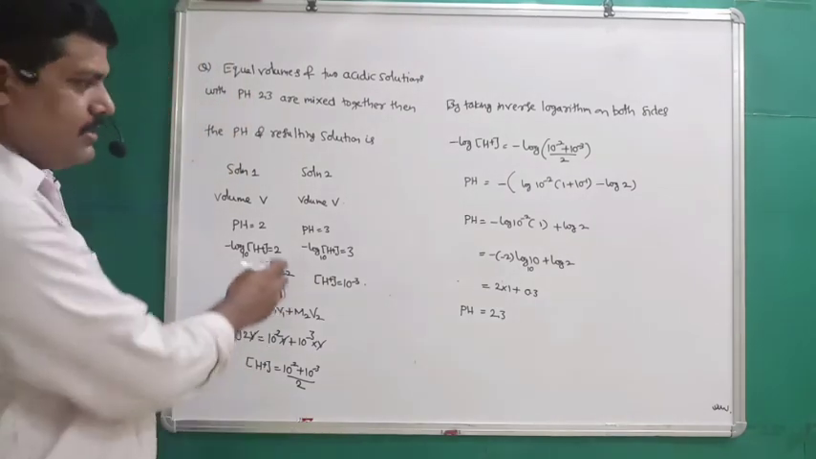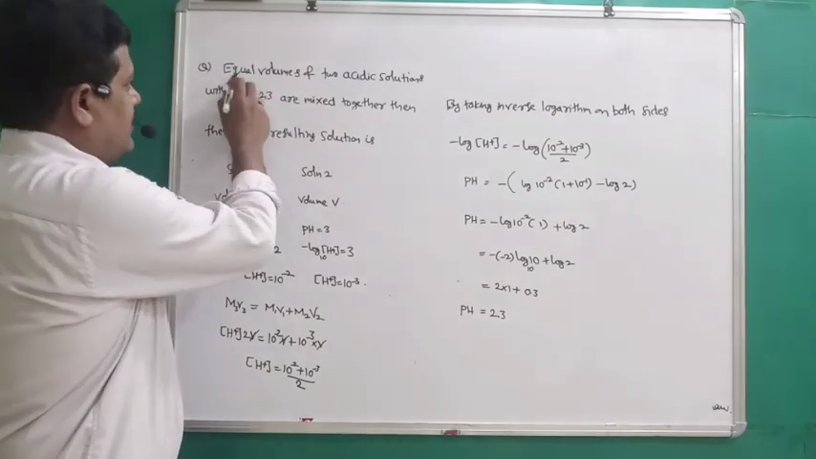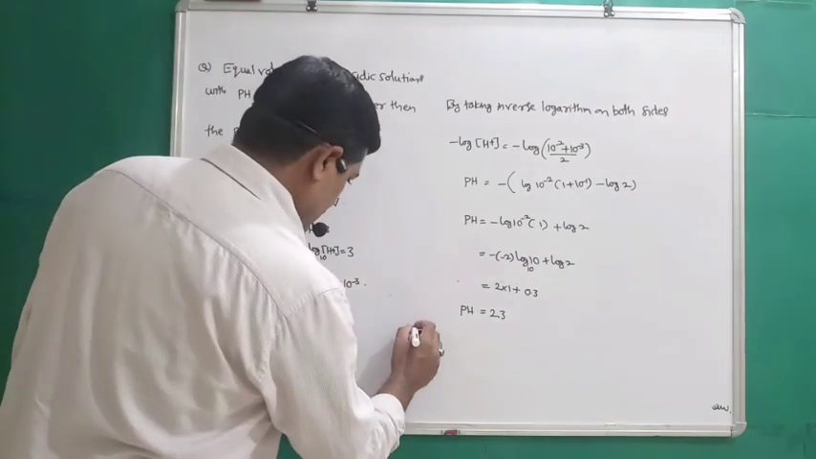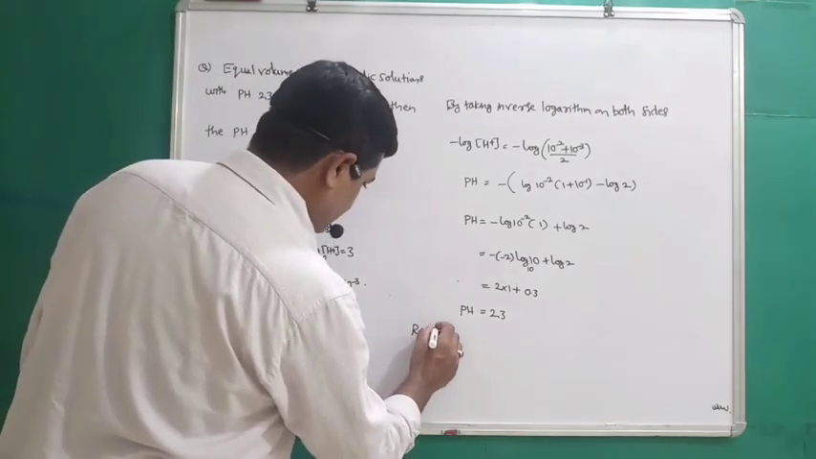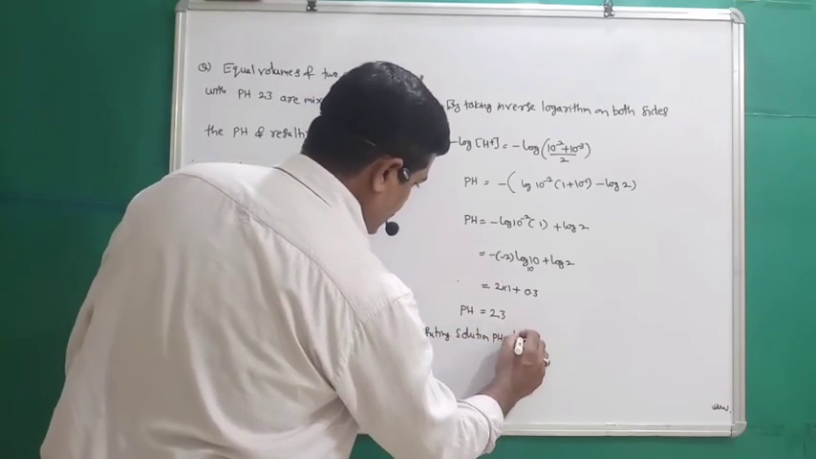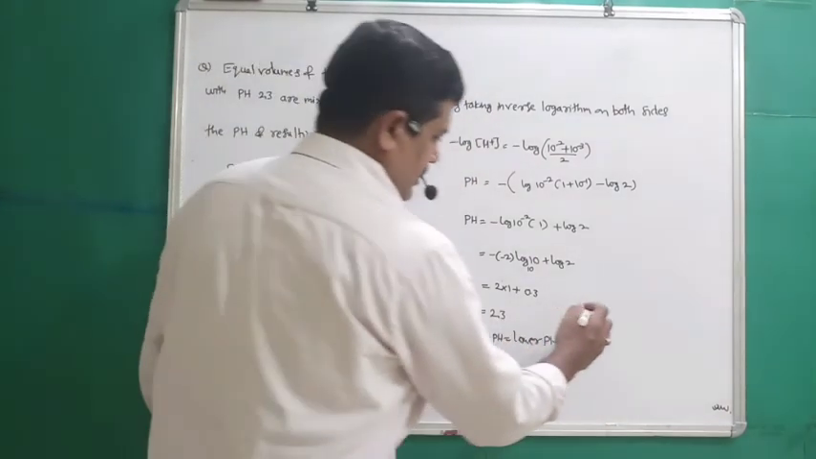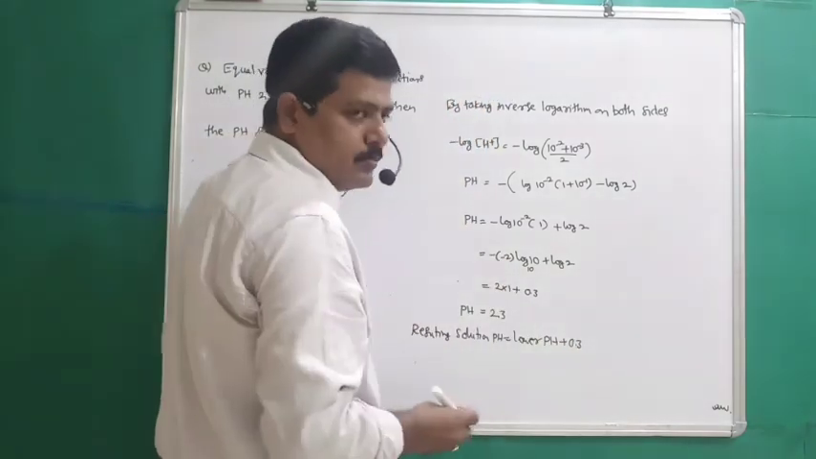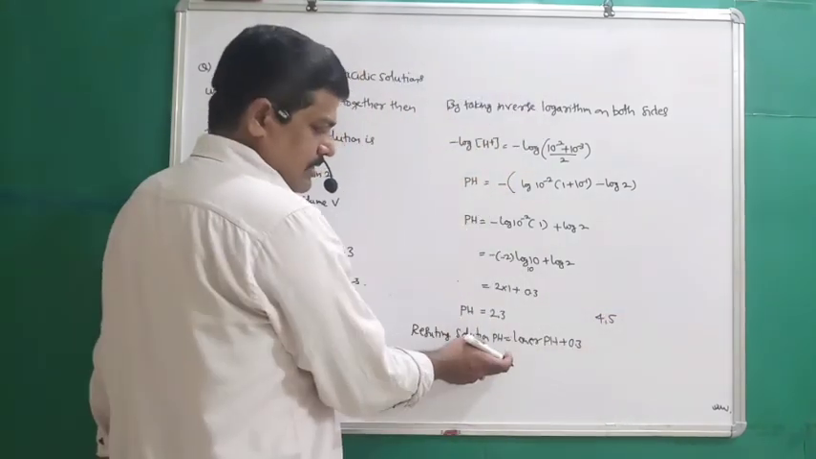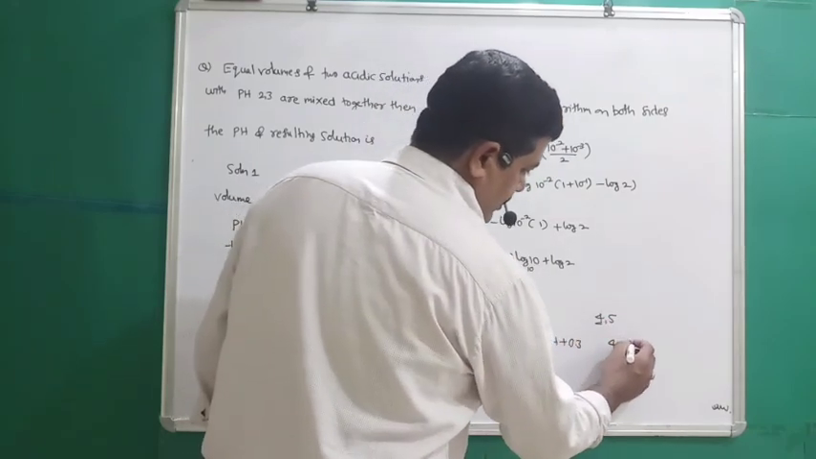Students, no need to do all these calculations. When both solutions are given in equal volumes and they are acidic solutions, then the resulting solution pH is the lower pH plus 0.3. Similarly, for example, if it is given as two equal volumes of two solutions with pH 4, 5 mixed together, then the resulting solution pH will be the lower pH, that is 4, plus 0.3, which is equal to 4.3.